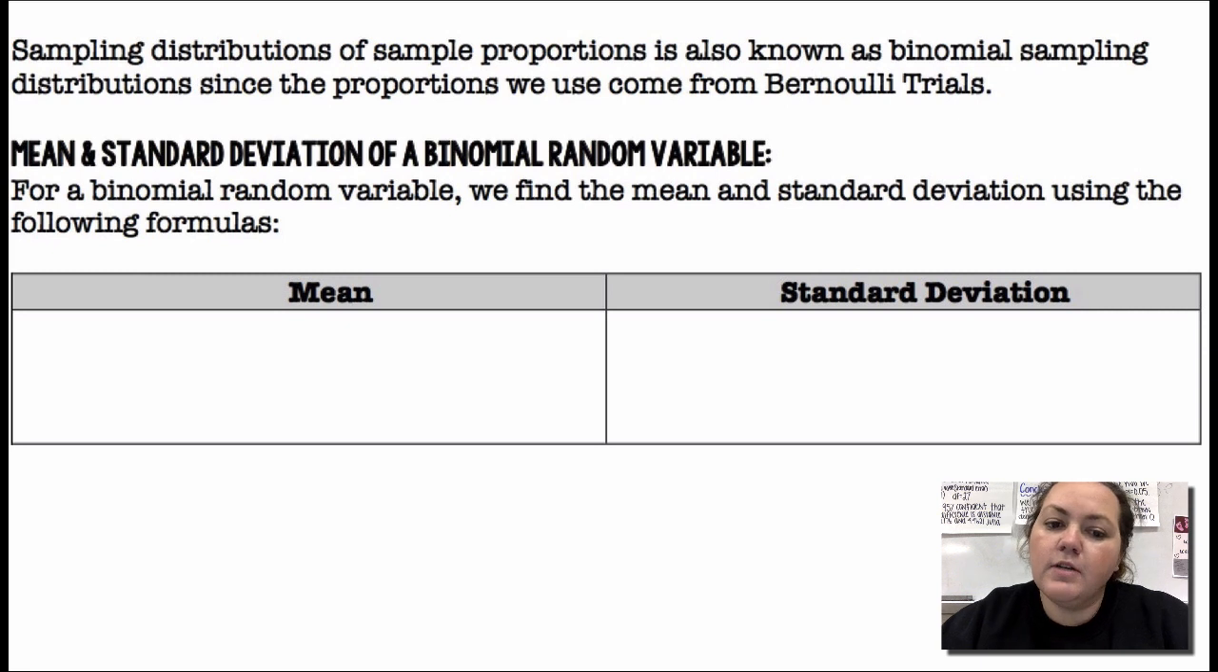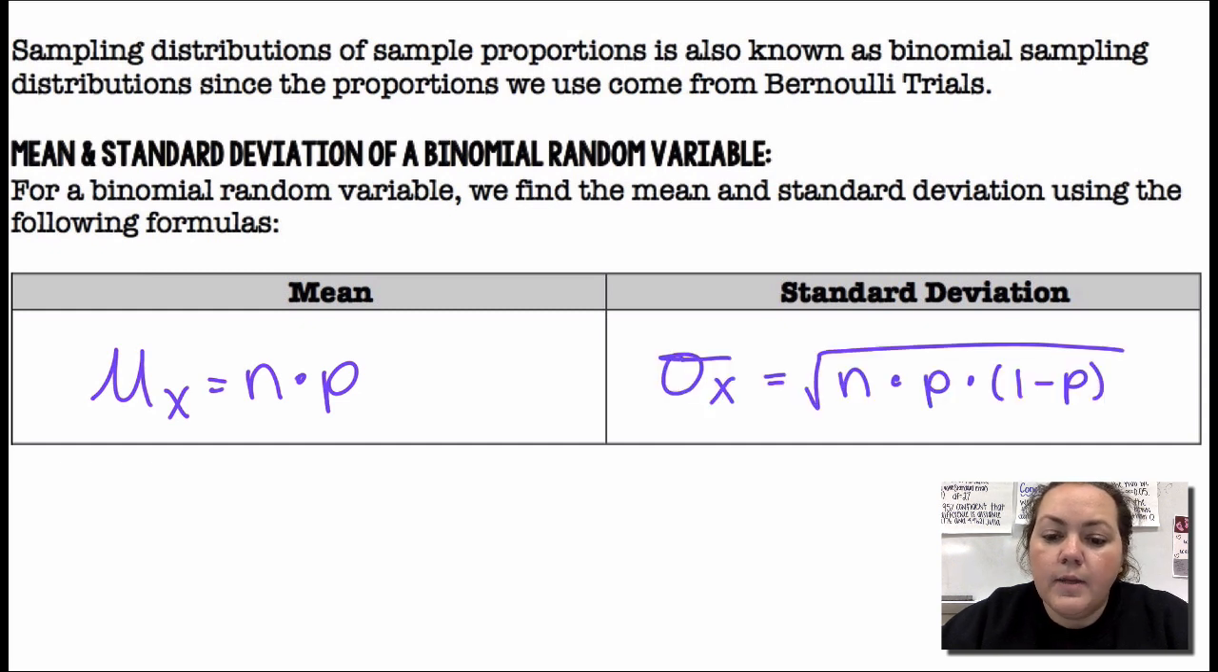The mean and standard deviation of a binomial random variable, this is what you learned in previous units. For a binomial random variable, we find the mean and the standard deviation using the following formulas. So the mean of the variable from your sample is n times p, and the standard deviation is the square root of n times p times 1 minus p.